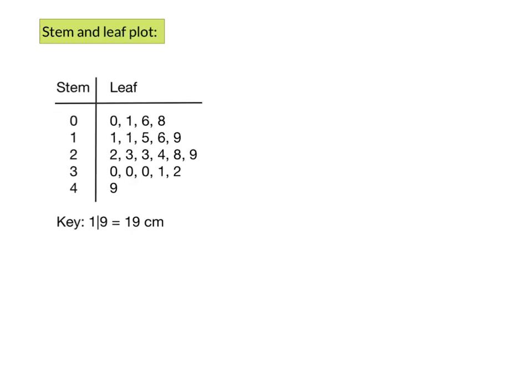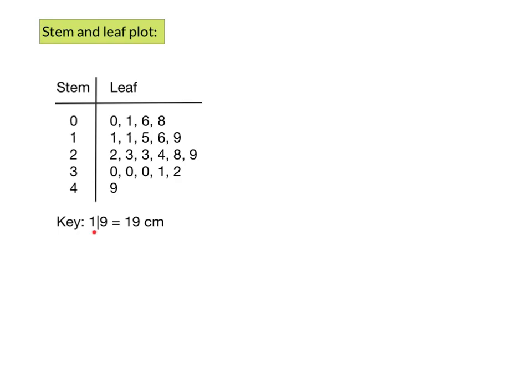Let's look at interpreting stem and leaf plots. Here I've got a stem and leaf plot. Now, if I want to know what it's about, it's helpful to look at the key. The key tells me that these are measurements in centimeters. It also tells me what the number on the left, in other words the stem, means, and what the number on the right means. So here it says 1 line 9 is equal to 19 centimeters.